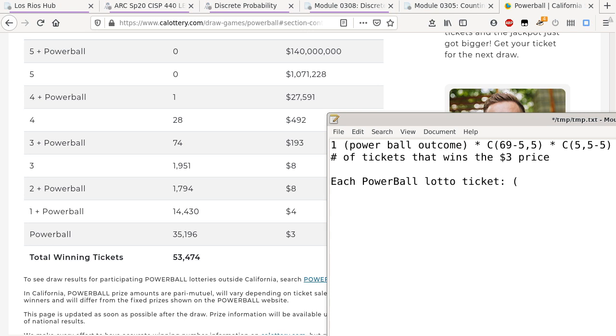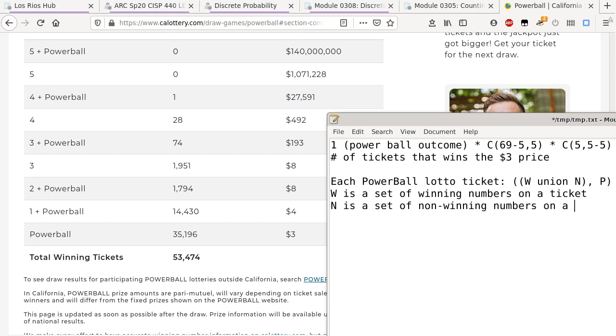Okay, so we are looking at the set of all the winning numbers, union with the set of the non-winning numbers of that particular ticket. And then now we have a tuple because it has to be tupled with the Powerball number. Okay. All right. So now I will go ahead and explain what each letter means. W is a set of winning numbers on a ticket. N is a set of non-winning numbers on a ticket. And then P is the Powerball number.